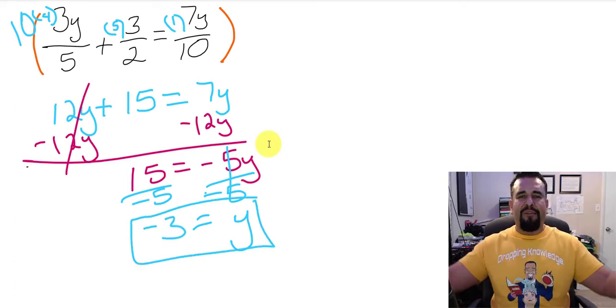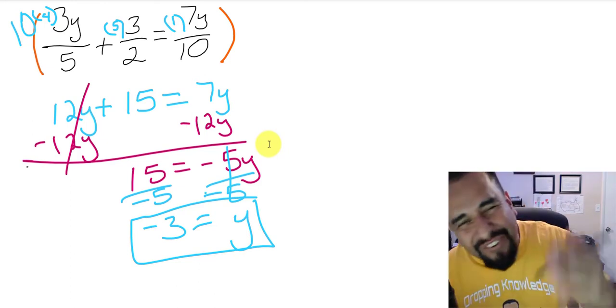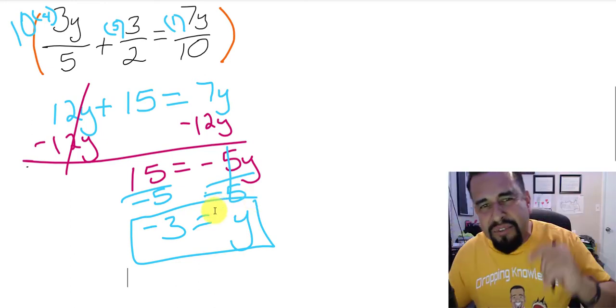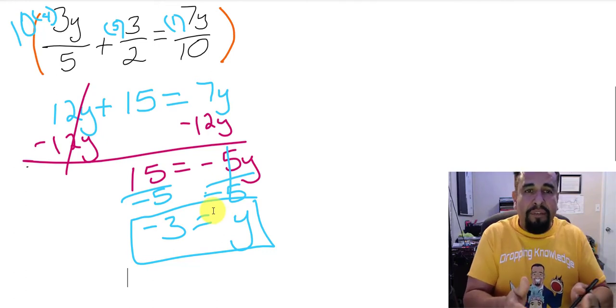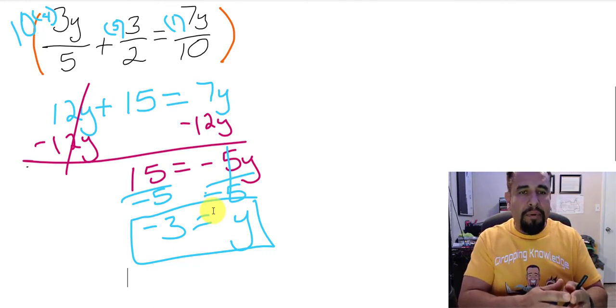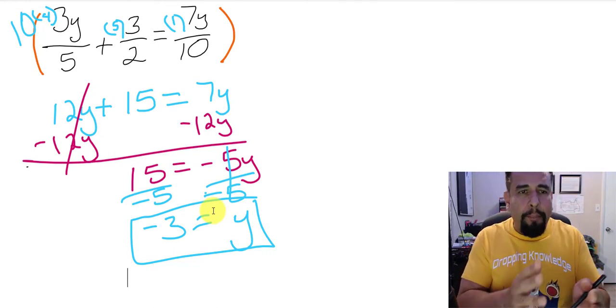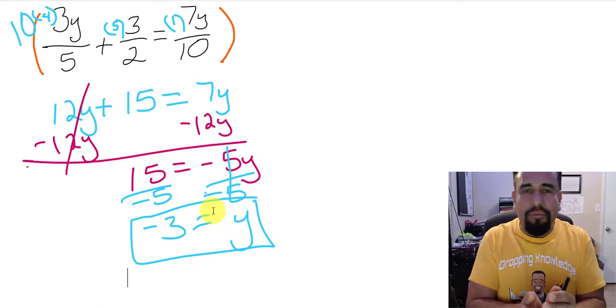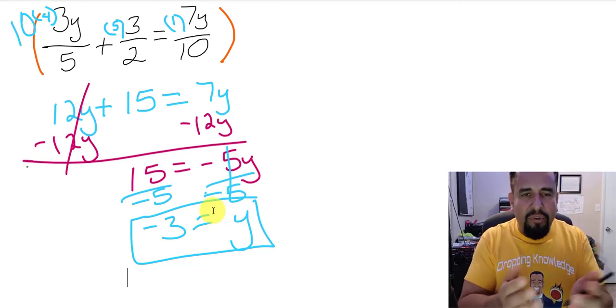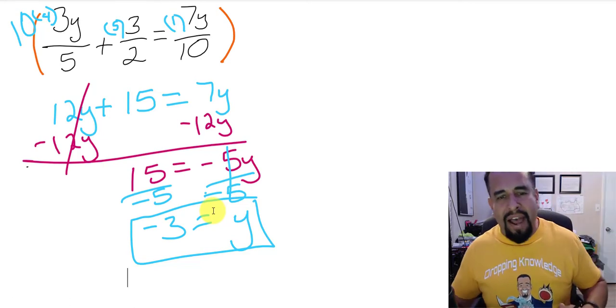Final answer. What? You're doing algebra if you can do this. This is a pre-algebra video. This is what I teach my pre-algebra kids. But this is an algebraic equation. If you can do this, you're miles ahead.